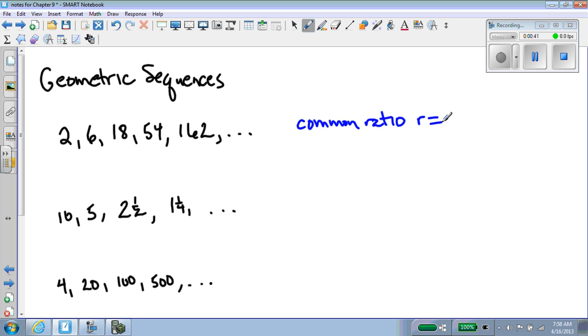Give it the letter R. In this case, R is 3. Next: 10, 5, 2.5, 1 1/4. One might say we're taking half every time, so dividing by 2. But dividing by 2 is the same thing as multiplying by 1/2. So our common ratio is 1/2. Then 4, 20, 100, 500. In this case, we're multiplying by 5 every time, so our common ratio is 5.